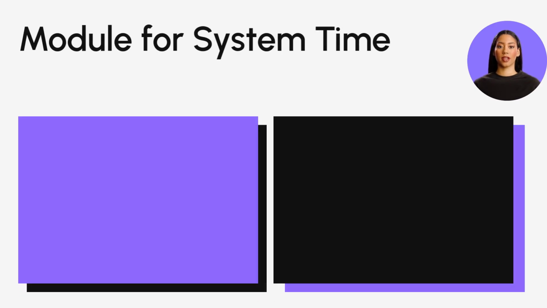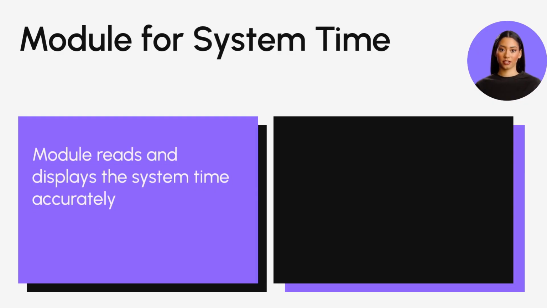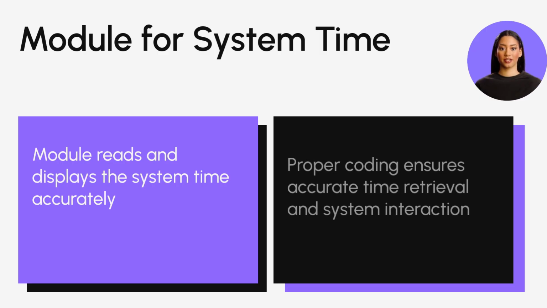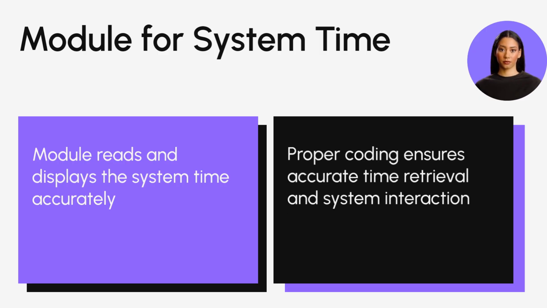A module can read and display the system time. This involves interacting with system resources. The module logs the current time when loaded. This example highlights interaction with system resources.